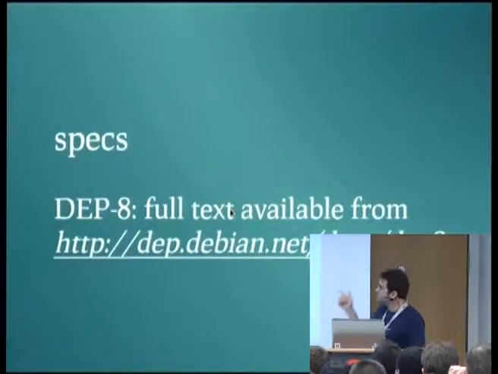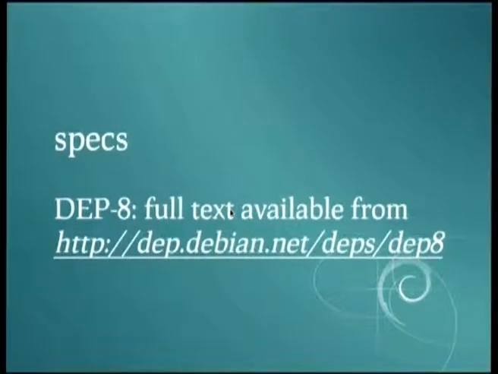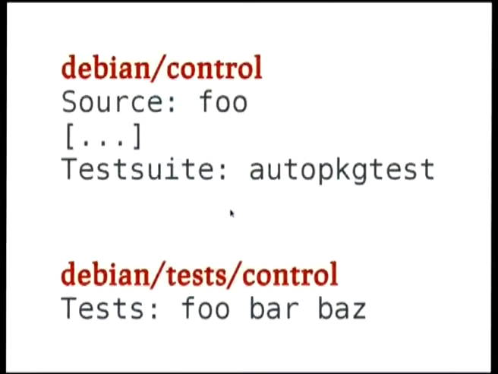Now, talking about the specs, again, dev.debian.net is your friend, there's a link there. There are two basic elements of the specification. One is in the source stanza of your Debian control file, declaring that the package has a test suite. You do that by adding a Testsuite field with the autopkgtest value. You can use other values, so the Perl and Ruby packages that I mentioned use autopkgtest-pkg-language. That's what helps us identify how exactly to run those tests.